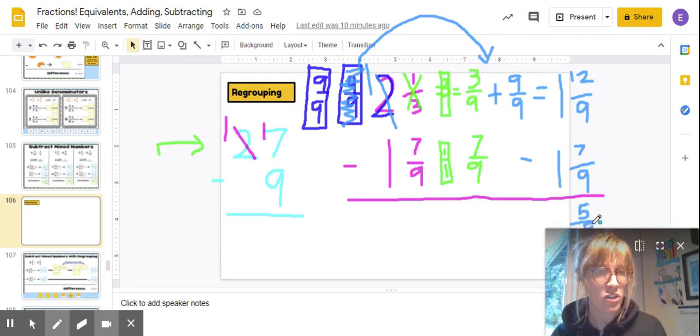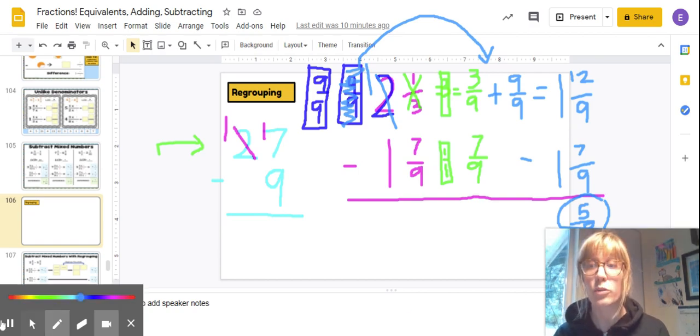You want to start with your fractions first and then move into your wholes. 1 minus 1 is 0. So we simply end up with 5/9 using regrouping to help.